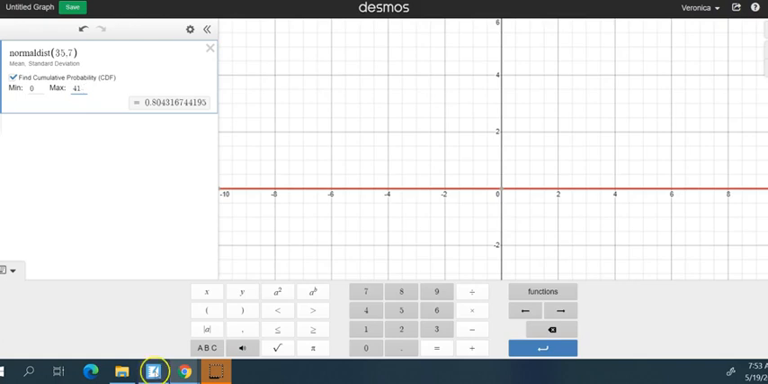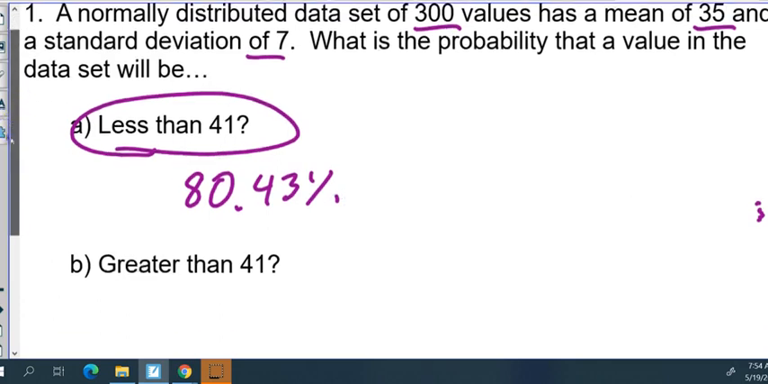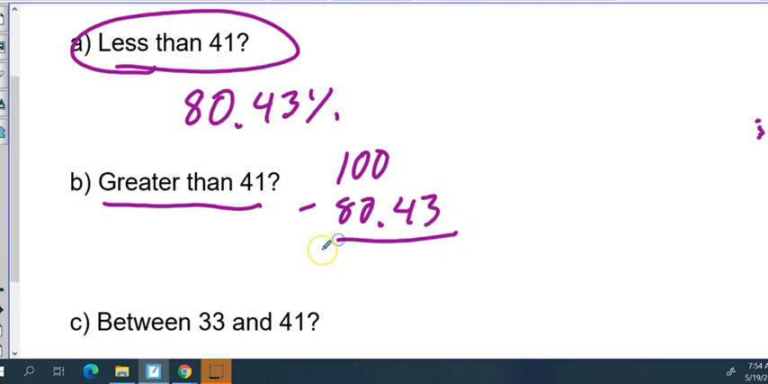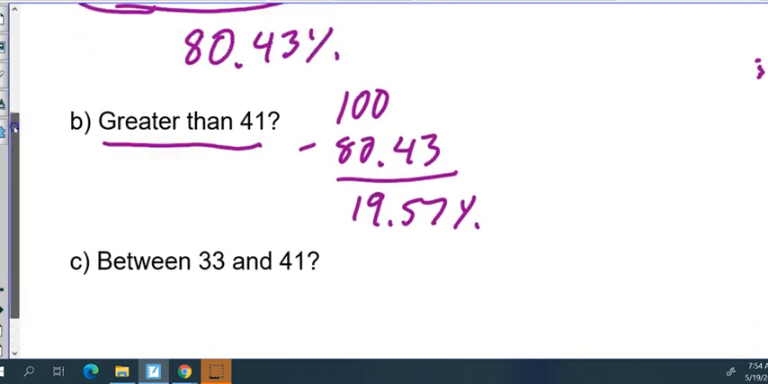80.4%. If we'd been asked for the z-score, remember we could calculate it using our formula from the front, but we were only asked for the probability. So 80.43%. Now, that's what's less than 41. To figure out what's greater than 41, you're just going to take 100% and subtract out that 80.43% to get 19.57%.